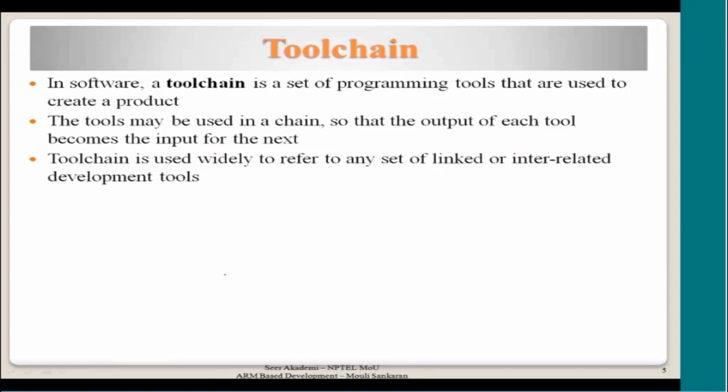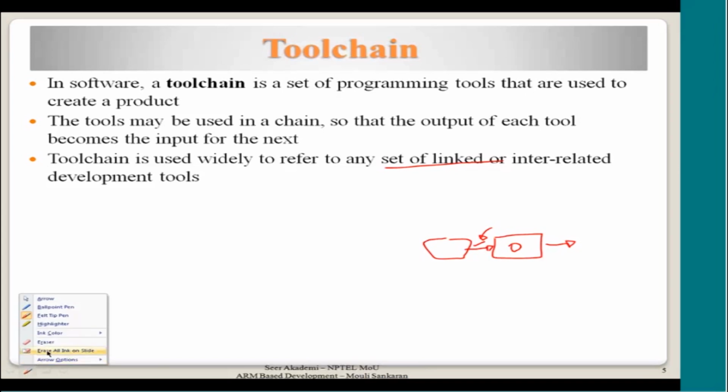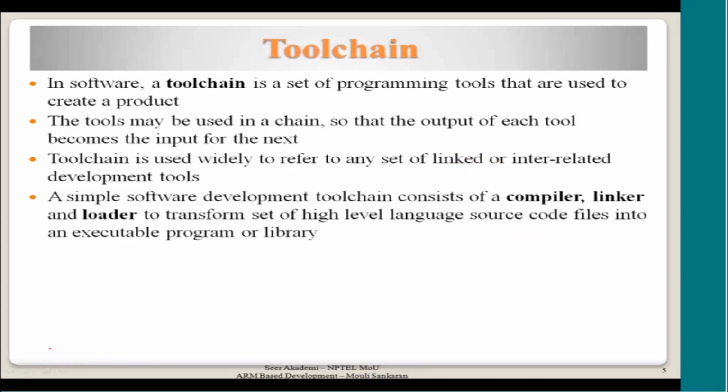Toolchain is used widely to refer to any set of linked or interrelated developments. So they are all interrelated because they understand one format. This tool generates an output, and the next tool in the chain should know the format of this particular thing and how to interpret it. Only then will it be able to use this input to generate an output. So they are all interrelated. It's not that you can connect tools which do not understand each other.